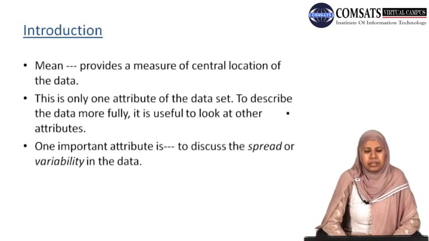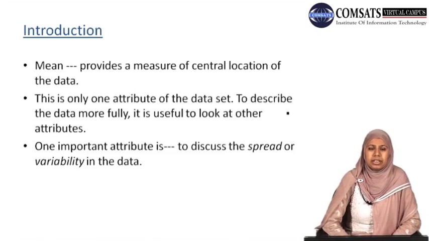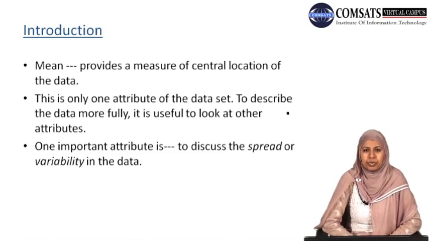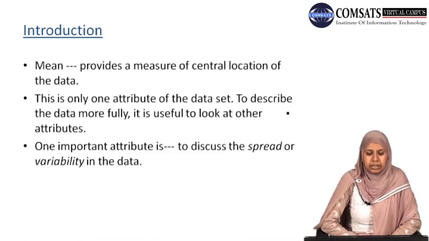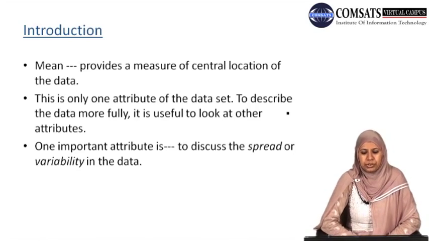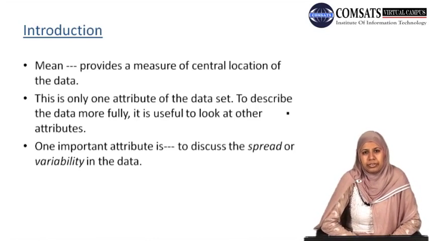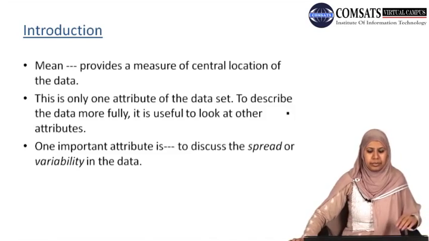Now in our previous lecture we have studied the measures of central tendency, that is, the measures which determine the central location of our data set point, and the main one was the mean of our data set point. That is, mean provides a measure of central location of the data. But this is only one attribute of a data set. To describe the data more fully, it is useful to look at other attributes. For example, we may also be interested in considering how wide our data is, or to discuss the spread or variability in the data.